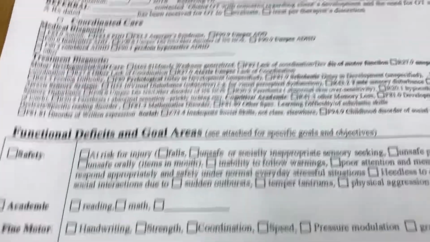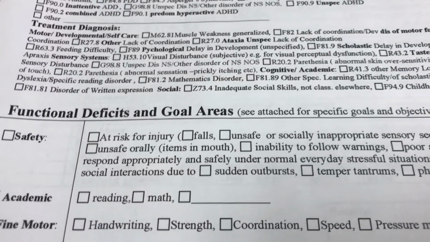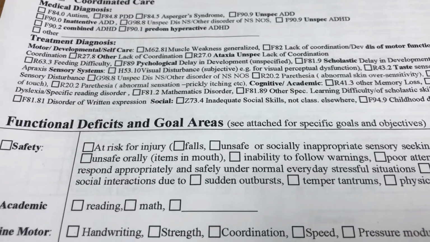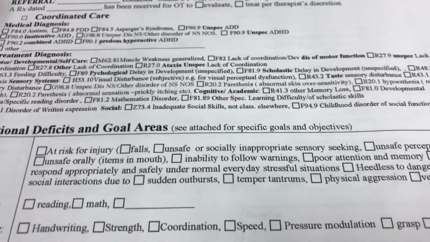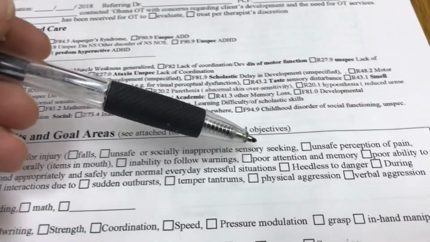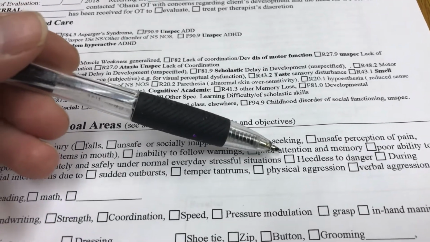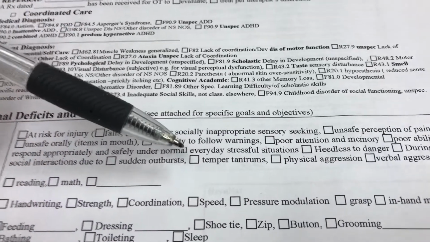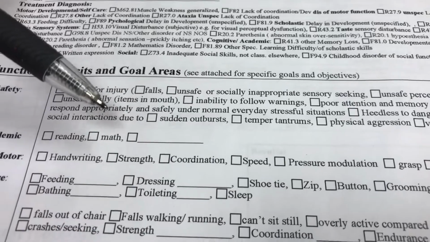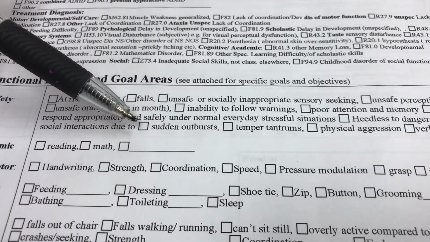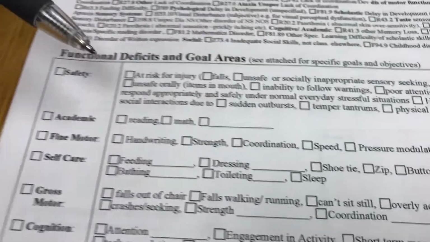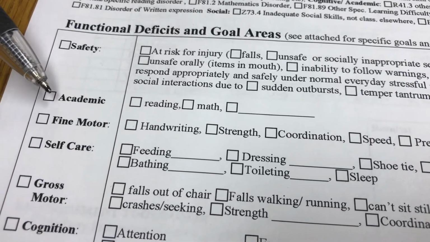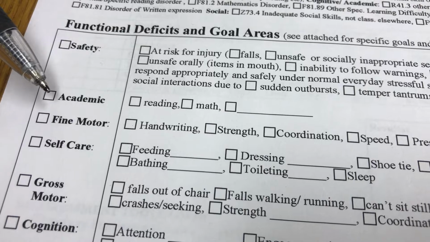So up here I've got anything related to safety. I always like in my report to have something about safety. It helps justify medical necessity. So I just have all these different areas that relate to safety. Really common would be heedless to danger, physical aggression, temper tantrums, outbursts, that kind of thing. We don't focus on academics, but I like to just kind of note if there are academic concerns.